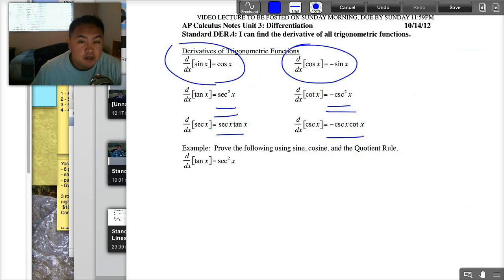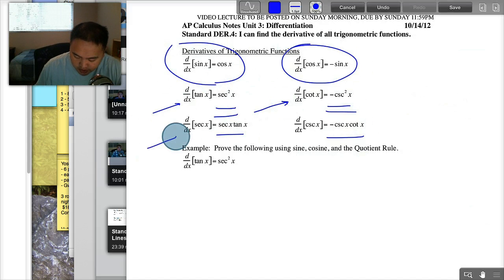You should see a little bit of a pattern here. Tangent is secant squared. Cotangent is negative cosecant squared. So it's almost the exact same thing. If it's tangent, it's secant. If it's cotangent, it's cosecant, and then I make it negative. If it's secant, it's secant tangent. If it's cosecant, it's cosecant cotangent. So there's a little bit of a pattern here, and again, there's also a negative.